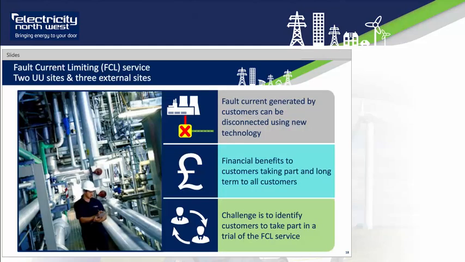The third technique is the fault current limiting service, which enables us to disconnect the fault current generated by industrial, commercial and generation customers using new technology which we trialled under Respond. This commercial solution will enable customers to earn rewards and will benefit all distribution customers through reduced reinforcement costs.